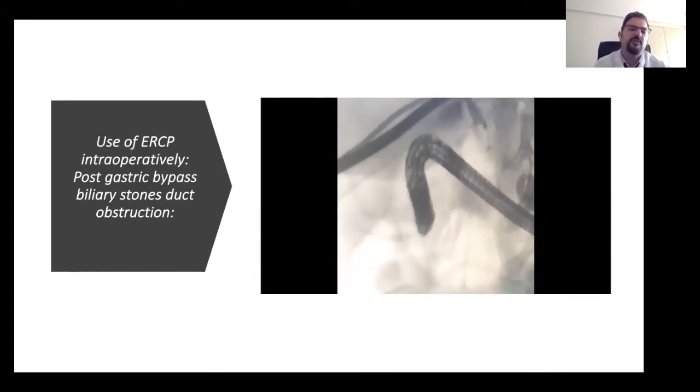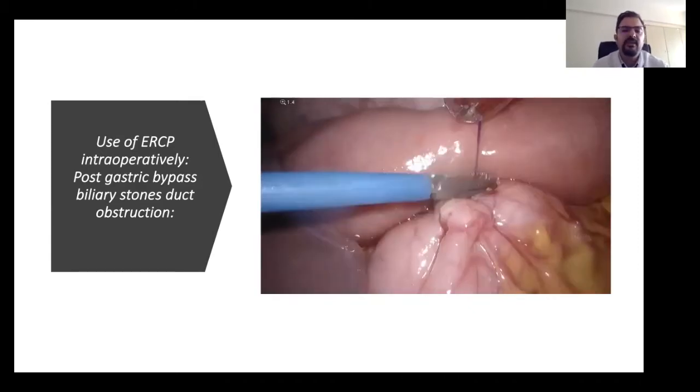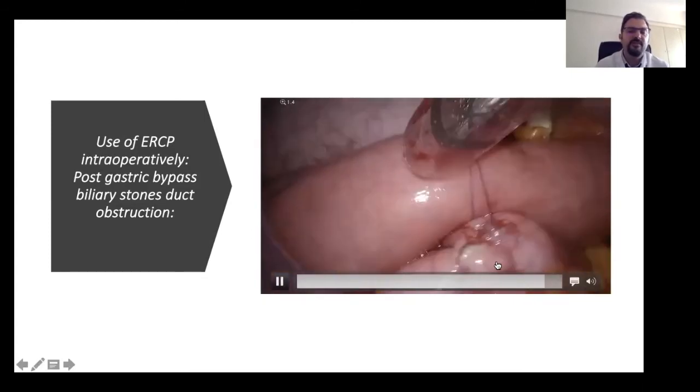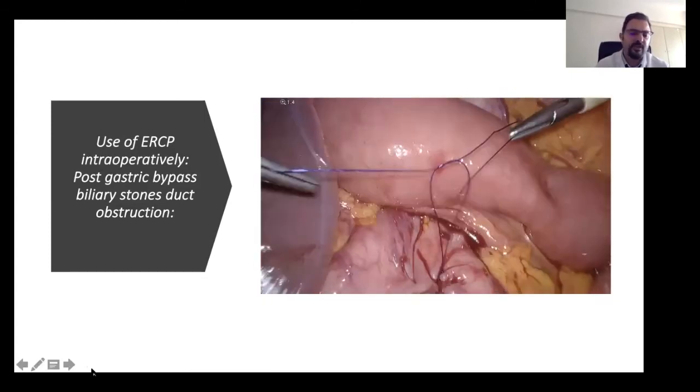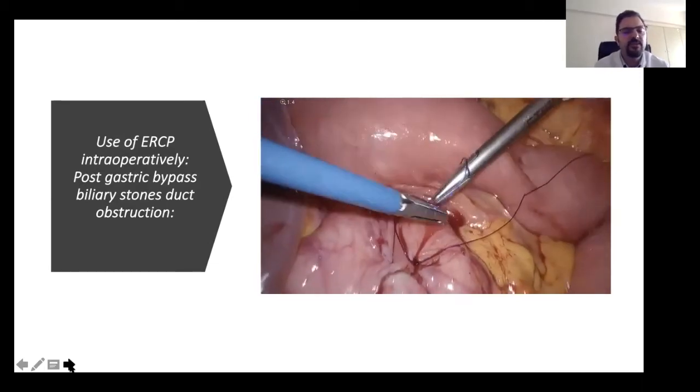even you can put a stent afterwards if there is a stricture there or there is an injury to the biliary tract, and then you close the stomach by simply pulling on the strings, and that is it. And the patient's problem is solved without a major laparotomy.